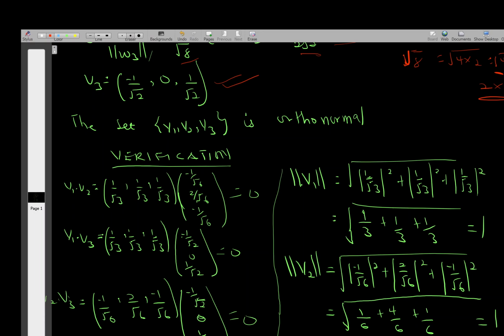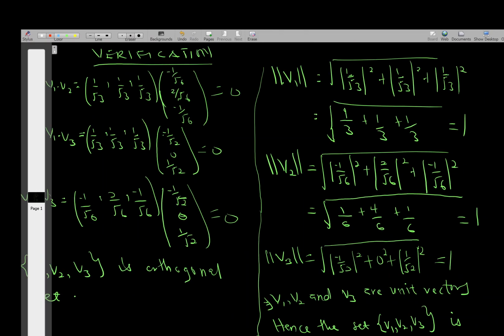So we verify that our newly generated vectors v1, v2, v3 are orthonormal. First of all, we need to show that they are orthogonal, and also we need to show that they are unit vectors. So now let's pick distinct pairs from the set v1, v2, v3. v1 dot v2 is given by v1 transpose v2. So you have 1 over root 3 times minus 1 over root 6, plus 1 over root 3 times 2 over root 6, plus 1 over root 3 times minus 1 over root 6. When you solve it, you get 0.